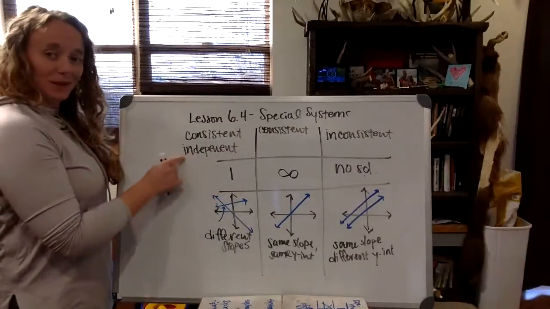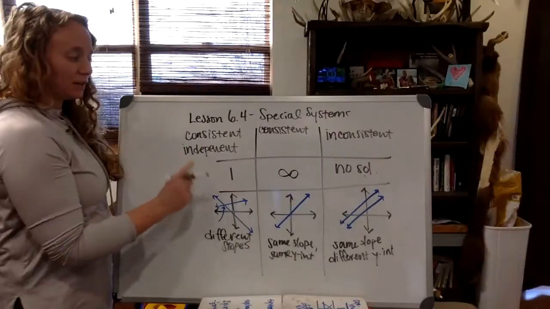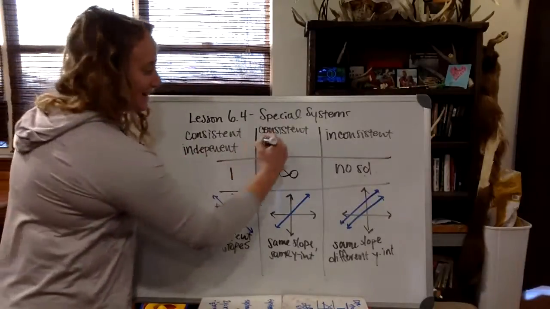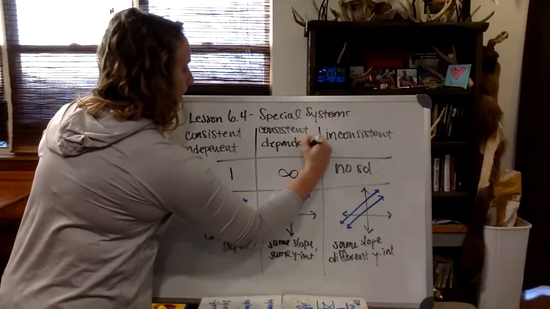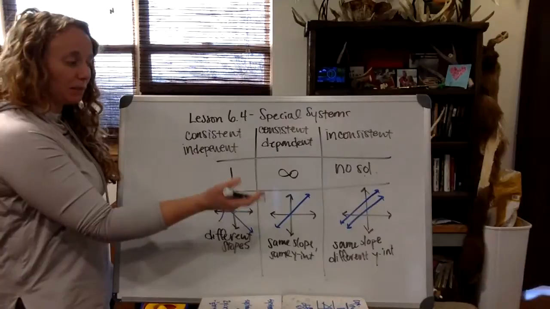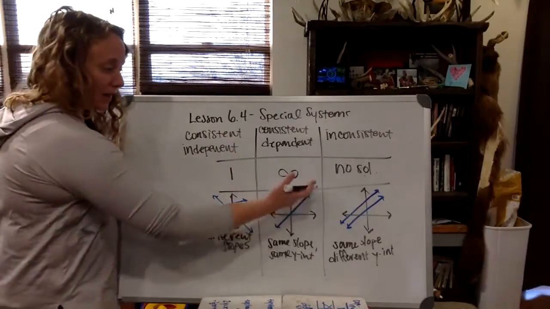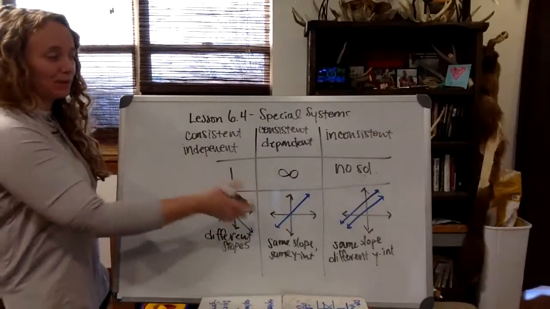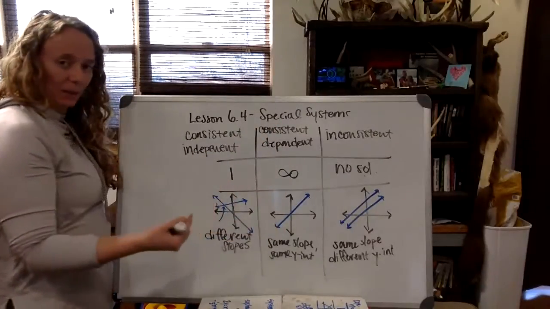So what's the opposite of independent? Consistent lines with infinite solutions are not independent, they are dependent on each other. They're dependent in that they literally need to have the same slope and same y-intercept. So we wouldn't get an infinite number of solutions unless we had the exact same slope and the exact same y-intercept.